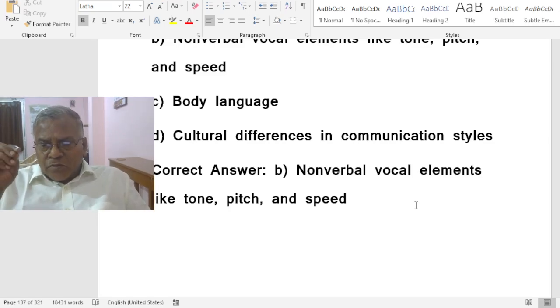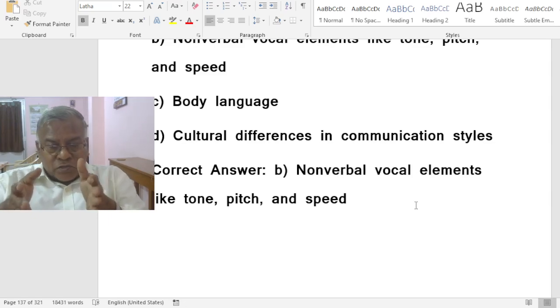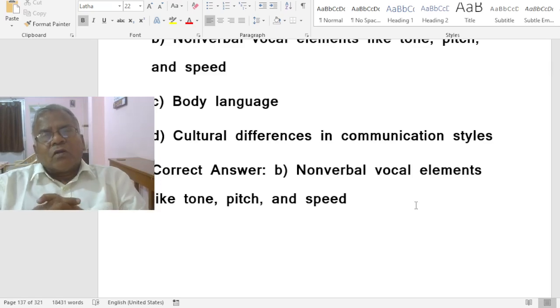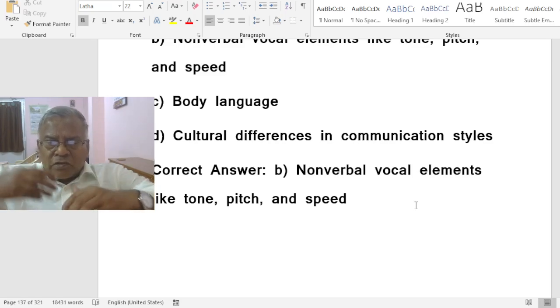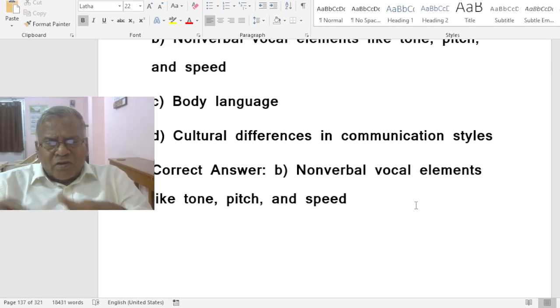Sometimes, in order to make the point very clear, he makes the statement very slow. A set, what is a set? You are speaking very speedily, and all of a sudden you make it very slow, in a low voice, or in a high pitch. Normally you are teaching about a set, and then you say, hello dear students, what is a set? A set is a group of well-defined objects. So all of a sudden you raise your voice and then you make it very slow. All these things come under paralanguage, non-verbal vocal elements like tone, pitch and speed.